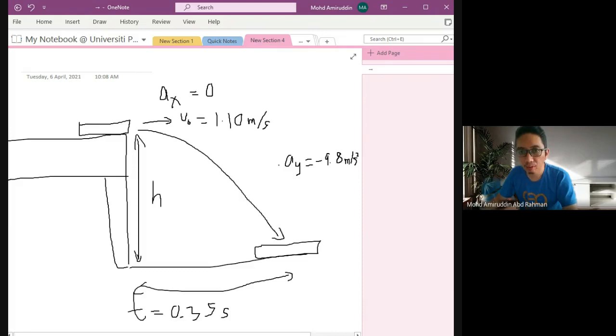All right. And then for v naught y, so this is v naught x, so this splits. And then v naught y will be equal to 0. All right. So the time taken is 0.35. Given all of this information, you need to solve to find the height.